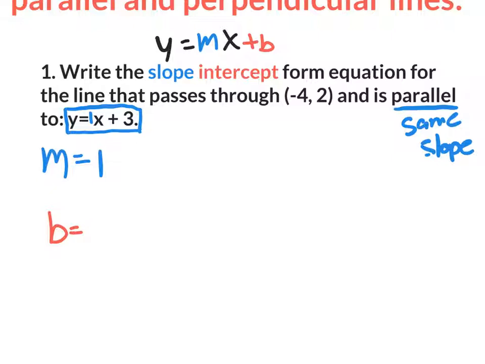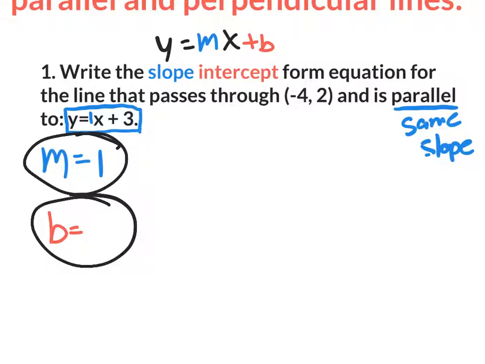Now, we still need the b value. So what do we have here? We have an m of our equation, and we need the b of our equation. Okay? So what do they give us? They tell us that our line is going to pass through the coordinate -4 for x and 2 for y. So I could take that x, that y, and this m, and plug it all into y equals mx plus b.